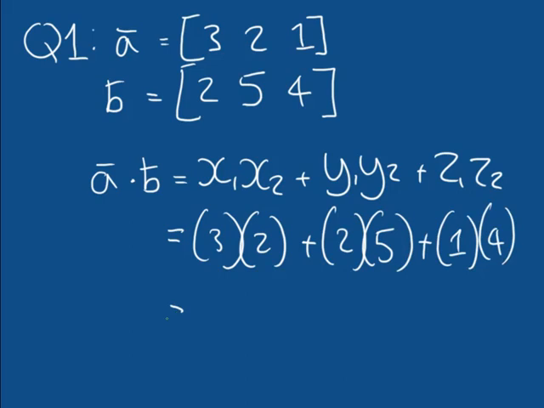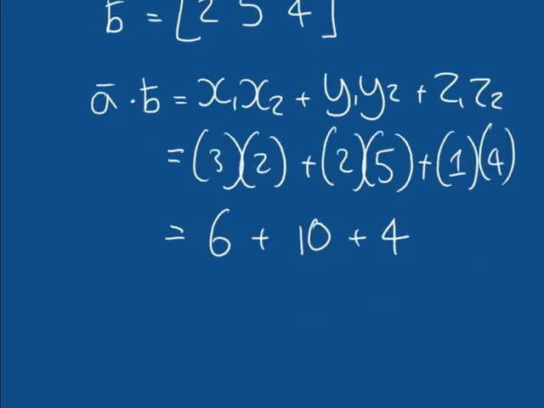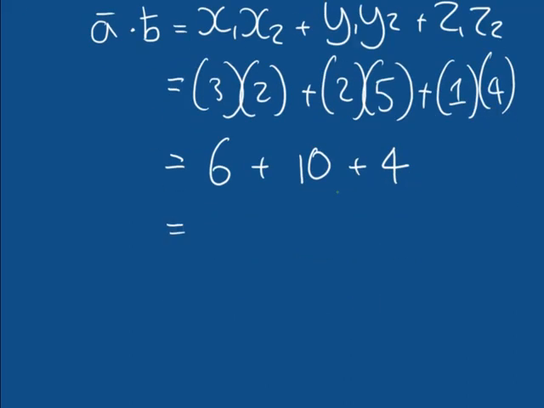So this is going to be equal to 3 times 2 is 6, plus 2 times 5 is 10, plus 1 times 4 is 4, which is equal to 6 plus 10, 16, plus 4 is 20. So the answer I was looking for is that the dot product of A dot B is equal to 20.